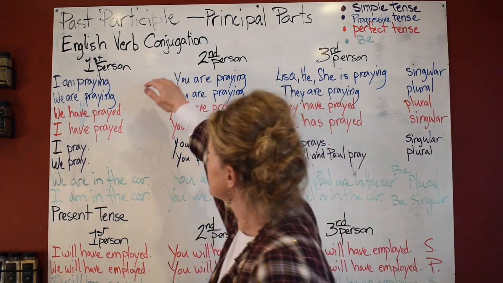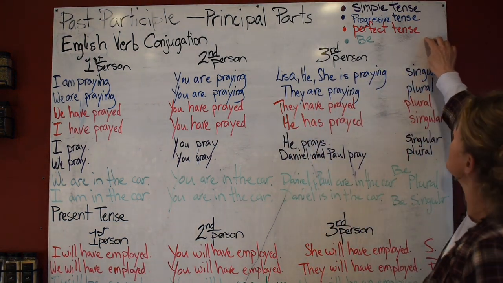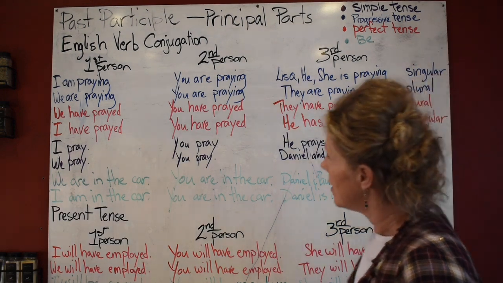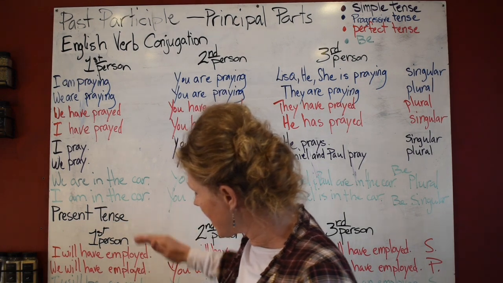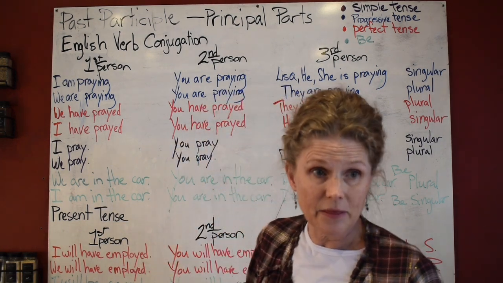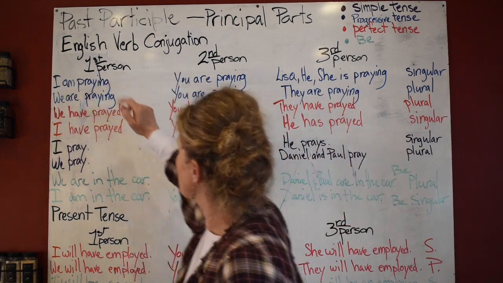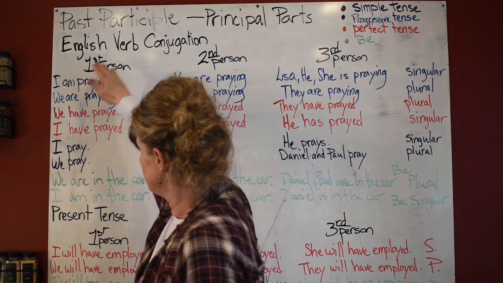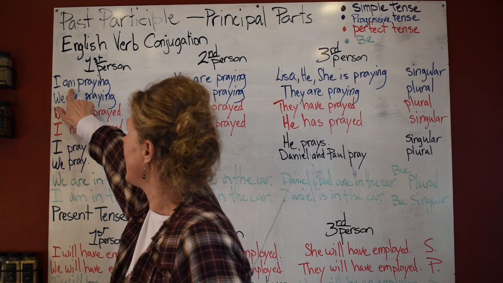Well, how many tenses do we have? 3, 6, 9 right here, right? 3, 6, 9 tenses. So that's what's going on right here, and we're going to have the past, the future, and the present. Okay, so now if we look at this, I am praying. This is in first person, singular. You need to change it to am.